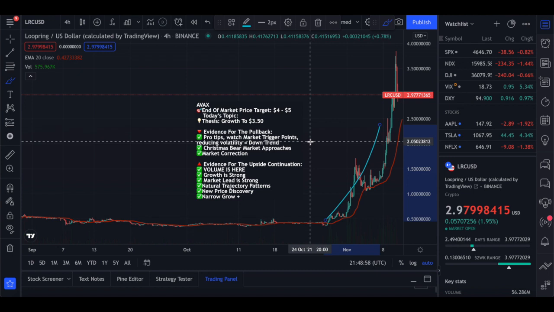Now, on the other hand, we've got evidence for a pullback. That's mostly due to Christmas. If people spend a lot of money on Christmas, there'll be less money going into the crypto market, which means the crypto market will lose volume. Not just Loopring, but the financial market in general will lose volume. But that's only a temporary problem, and there's no guarantee of that occurring, because back in 2017 it actually didn't affect the market at all. Throughout the last few decades, the market has been affected by holidays such as Christmas. So we have to take that into account.